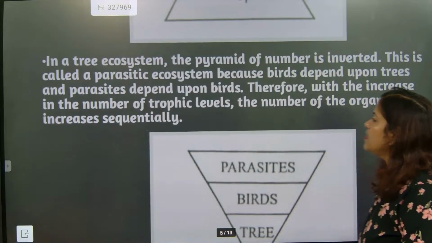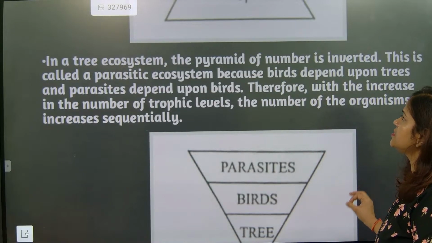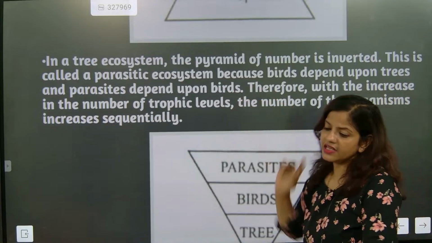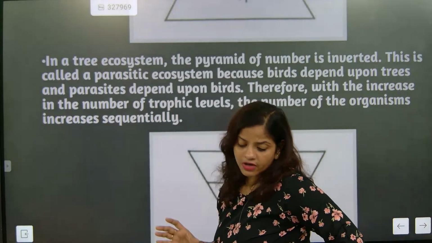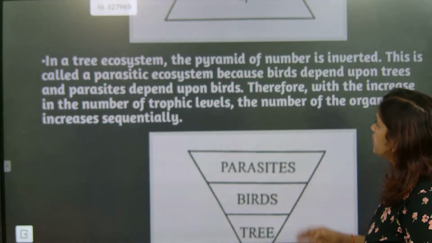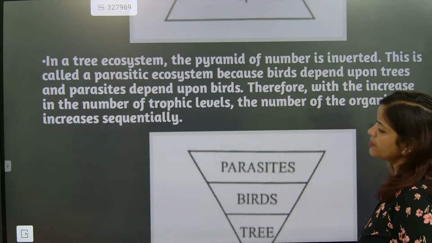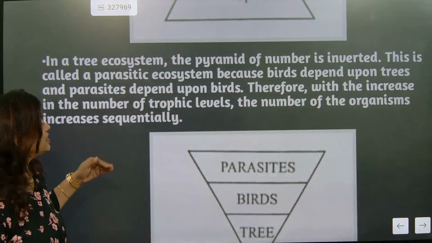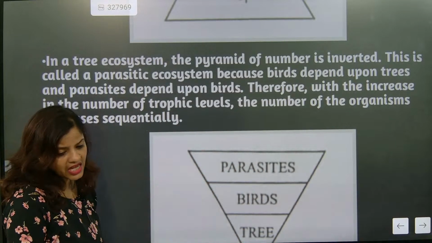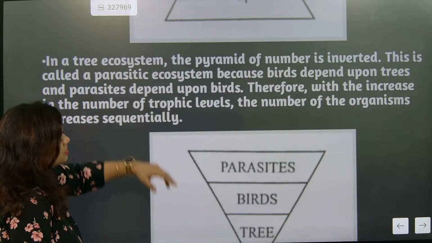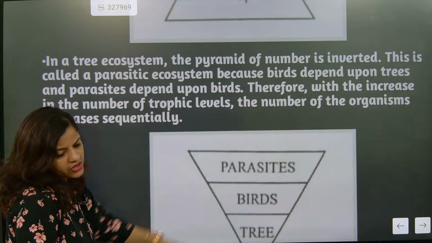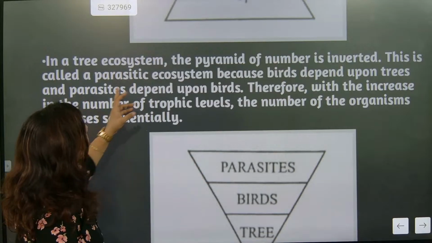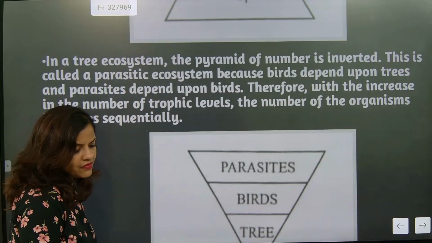Now in a tree ecosystem, the pyramid of numbers is inverted. This is called a parasitic ecosystem. Understood? For a tree ecosystem, the pyramid of numbers is inverted. Can you see how it is going? What name have we given it? This is called the parasitic ecosystem.